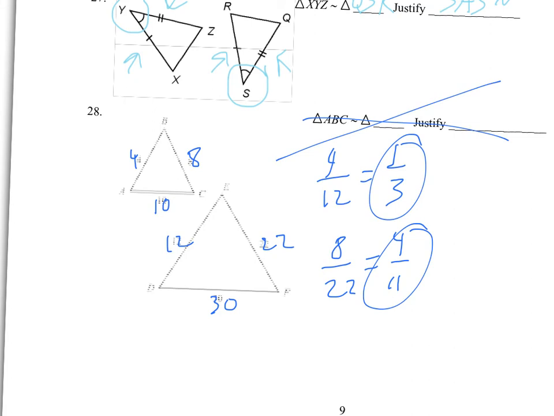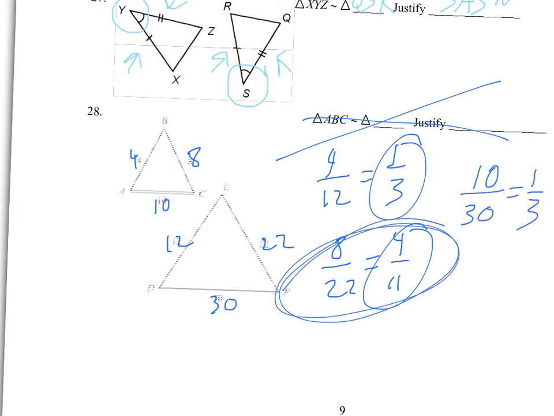Okay, remember, if we're going to use side-side-side similarity, all sides have to be proportional. 10 over 30 simplifies to 1/3, but this one here does not. So not similar.